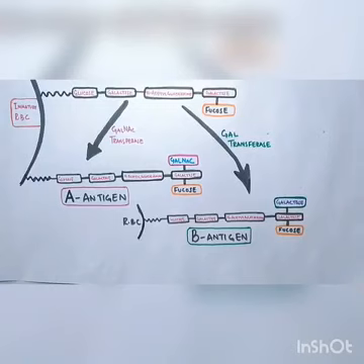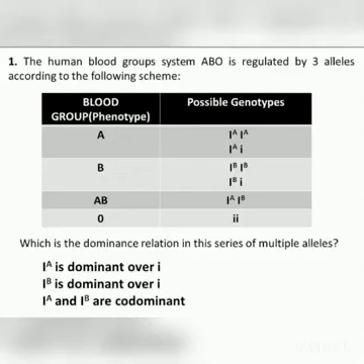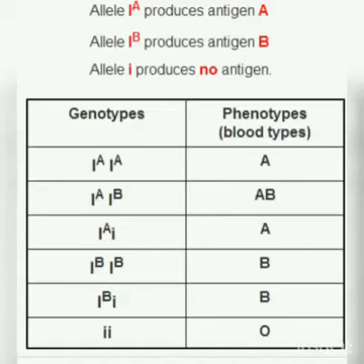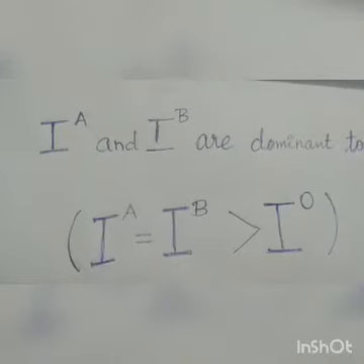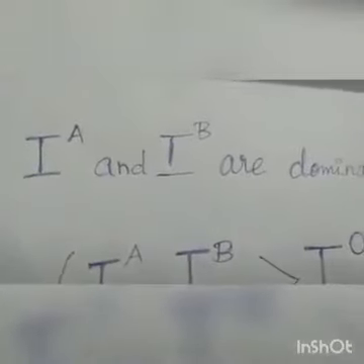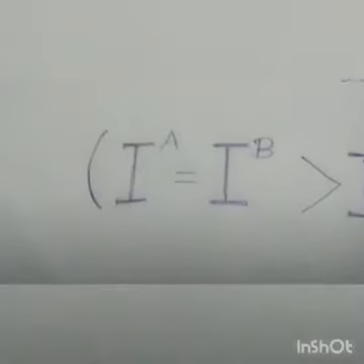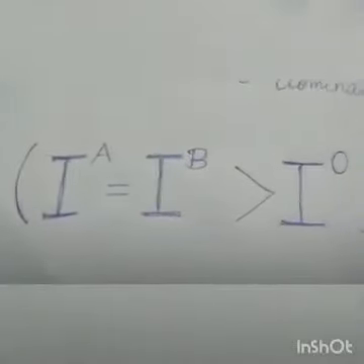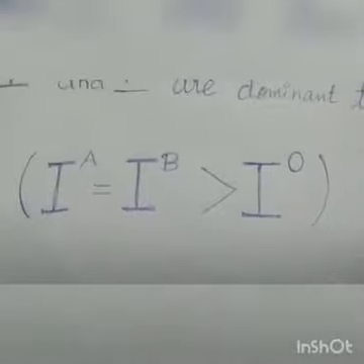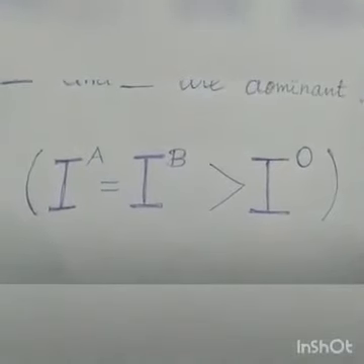From the phenotypic combination, it is evident that the alleles IA and IB are dominant to IO, but co-dominant to each other. IA is equal to IB. I repeat, IA and IB are dominant to IO, but co-dominant to each other, that is IA is equal to IB. So the dominance hierarchy can be given as IA equal to IB, which is greater than IO.